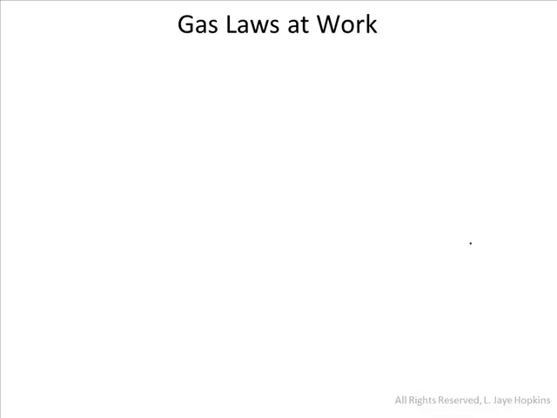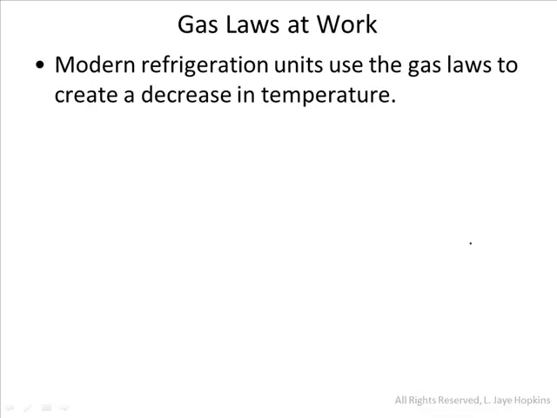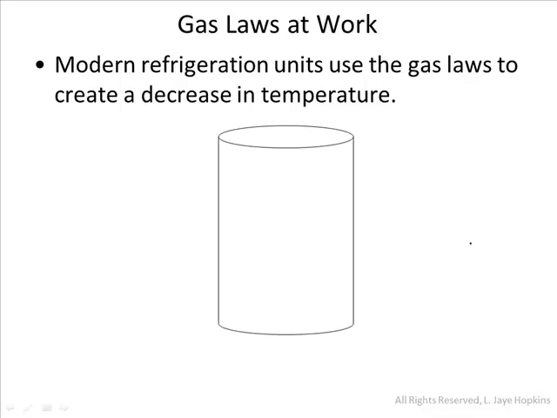For instance, if I use one of the gas laws to interpret how a change in temperature might change pressure, I could also think about how that temperature would be changing volume. Let's look at a common example of gas laws at work that's working at your house right now. Modern refrigeration units, including your home refrigerator, use the gas laws to create a decrease in temperature. This is how both home refrigerators as well as large industrial refrigeration setups work.